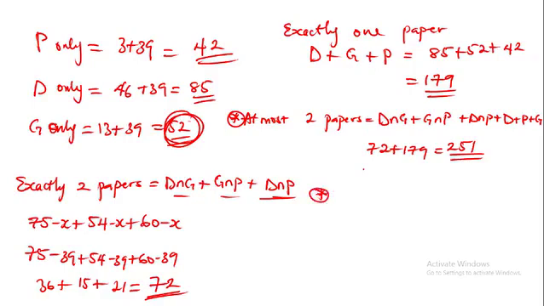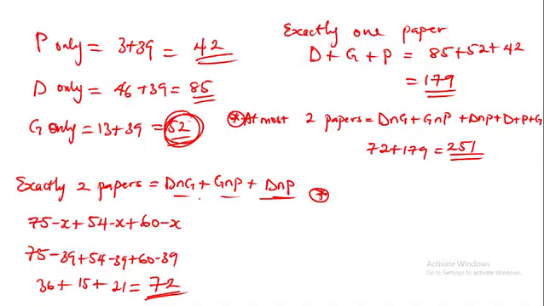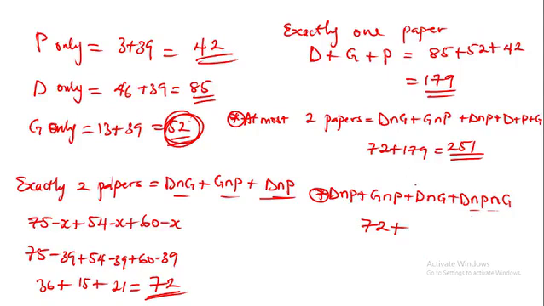And then we'll have the last question, to be those who read at least 2 papers. So it means those who can read 2 papers and 3 papers joined together. So we're looking at D intersection P plus G intersection P plus D intersection G plus D intersection P intersection G. The first three we got here to be 72. And then the intersection of D, P and G we got to be equal to X, which is 39. So this plus 39, and then we have our answer to be equal to what?